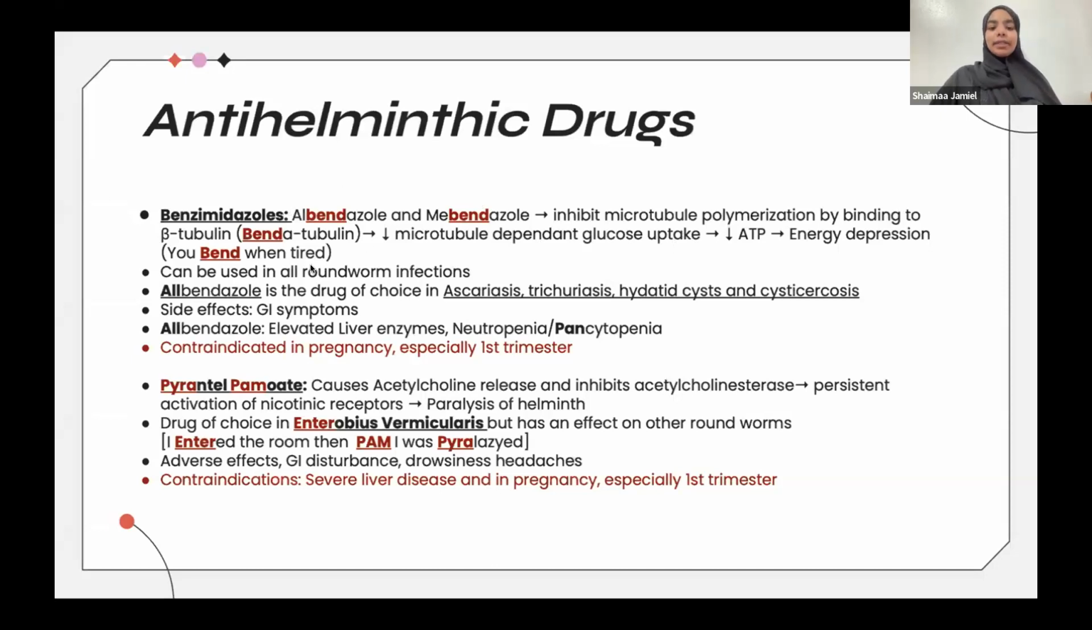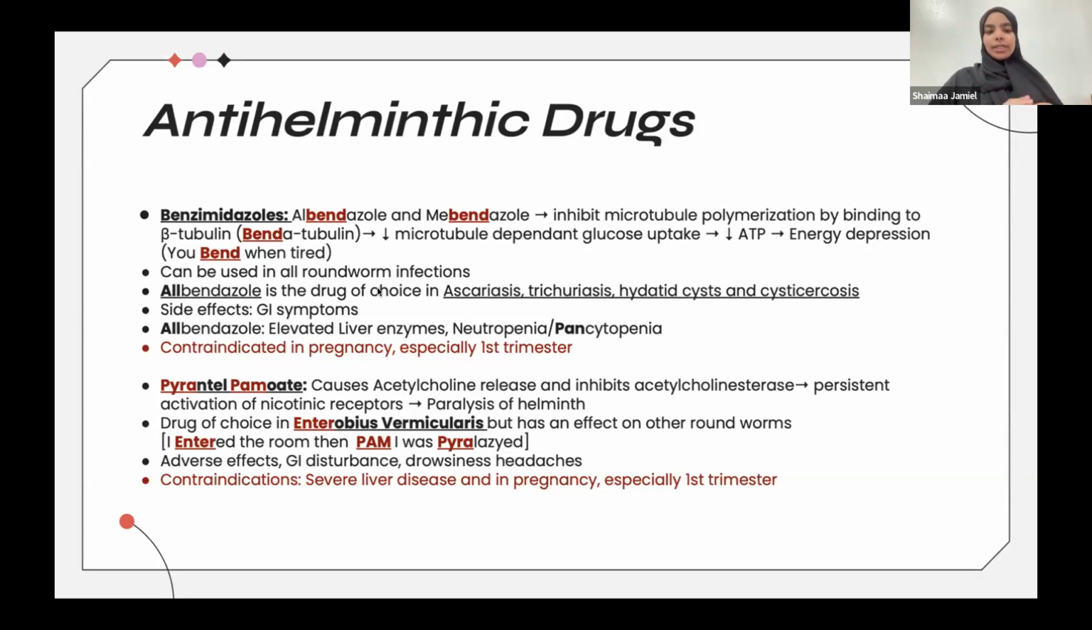Okay, and albendazoles are very nice drugs. They can be used in all roundworm infections. And albendazole specifically can also be used in tissue infections, like hydatid cyst and cysticercosis. Although hydatid cyst, which is from Echinococcus, and cysticercosis, which is from Taenia solium, are not roundworms, albendazole is still the first drug of choice as they are tissue infections, okay? So it's the first drug of choice in ascariasis, trichuriasis, which is the whipworm, and hydatid cyst and cysticercosis.